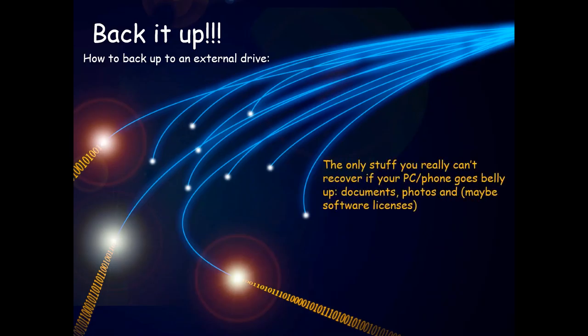Just so we're clear, the only stuff that you really can't recover if your PC or phone goes belly up is going to be documents and photos and maybe software licenses. I've given some further thought on that, and probably you don't have to worry that much about software licenses. You just want to make sure that they're stored somewhere, and that's really more of a convenience thing. But really, seriously, you got to make sure that your documents and photos are getting backed up.